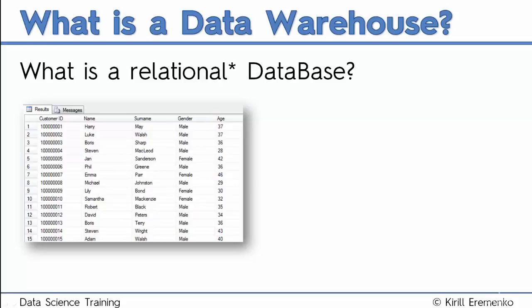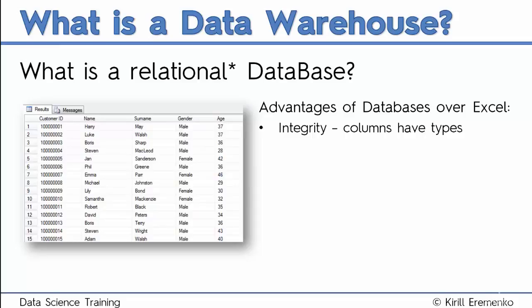In simplest terms, let's have a look at some of them. Number 1, integrity. While in Excel, every cell is separate and you can place anything you want into it, for example, a date, a number, a text, and so on, in a database, columns have predefined types. And therefore, if your column is designed to contain numbers, it cannot contain a text, or a date, or any other type of information, and vice versa.